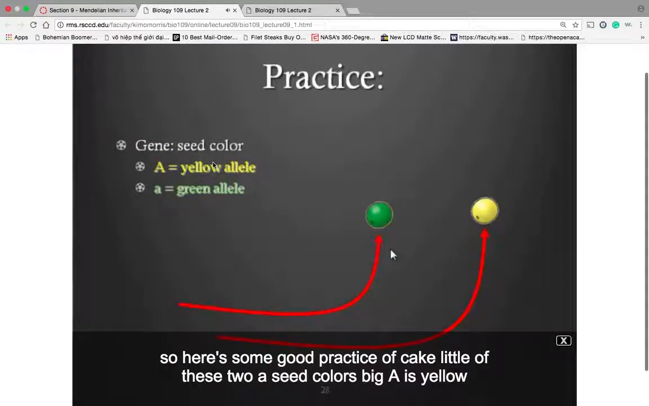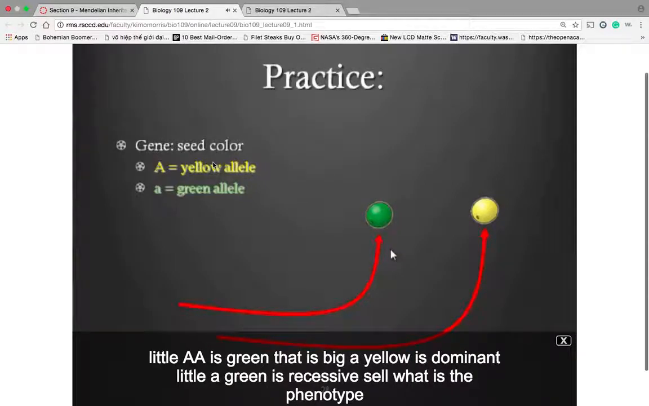So here's some good practice, okay? Let's go with these two seed colors. Big A is yellow. Little a is green. That is, big A, yellow, is dominant. Little a, green, is recessive.